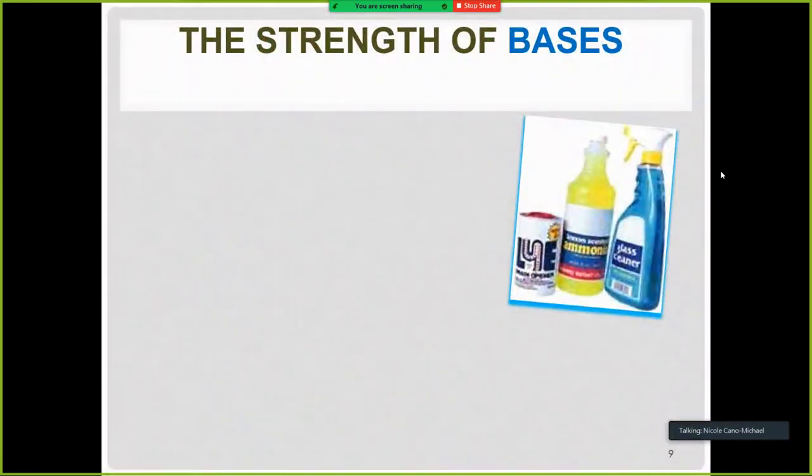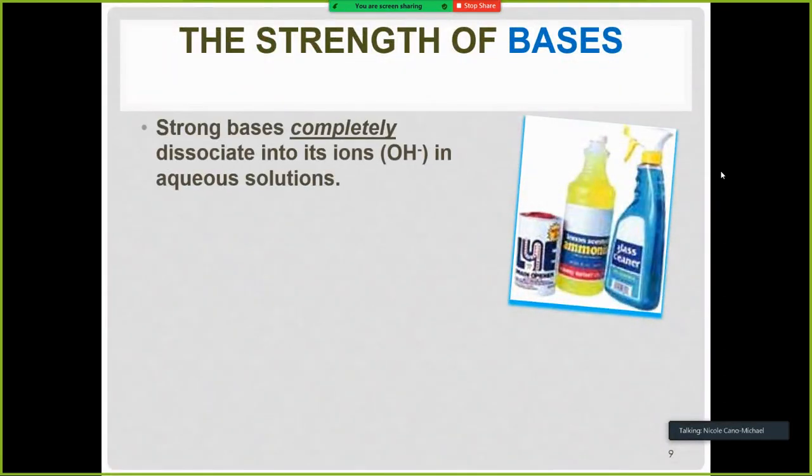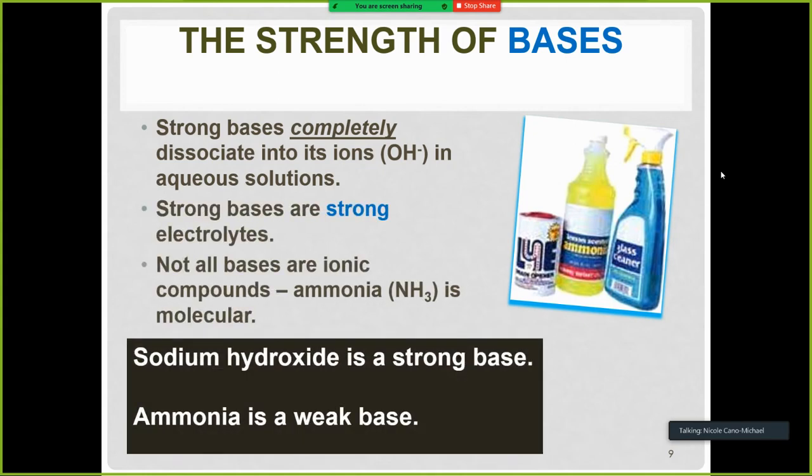All right, bases. If water is H2O, for an acid to be formed we pop off one of the hydrogens. Bases pull off the OH. So in an acidic solution, we have more hydrogen ions. In a basic solution, we have way more hydroxide ions, these OH ions. Strong bases are also very strong electrolytes.